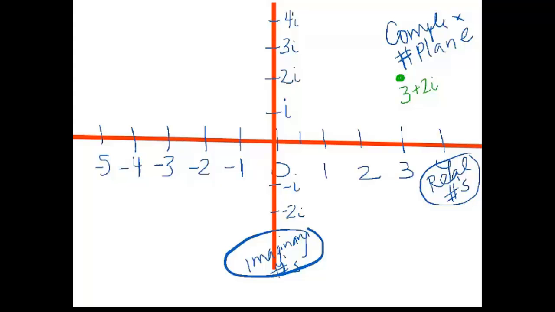But notice that I can still represent real numbers, like this one right here. What would this be? That would be 2 plus 0i, or 2. I could do numbers in this quadrant of the plane as well. That would be negative 1 minus 2i. I could do numbers that are just imaginary, with no real component, like this one up here, 0 plus 3i.